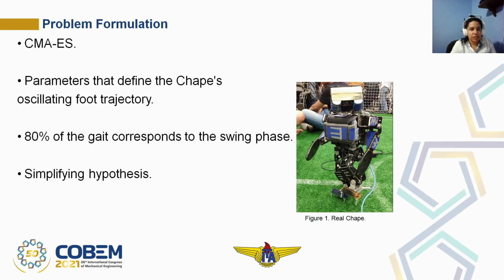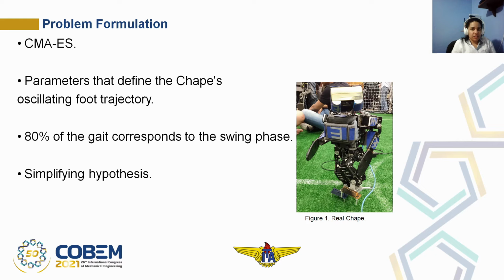We implement CMA-ES to find parameters that define the oscillating foot trajectory, especially for our custom-made robot Chappie. Figure 1 shows the real Chappie. We know from literature that 80% of the humanoid gait corresponds to the swing phase. In the swing phase, only one foot is in contact with the ground.